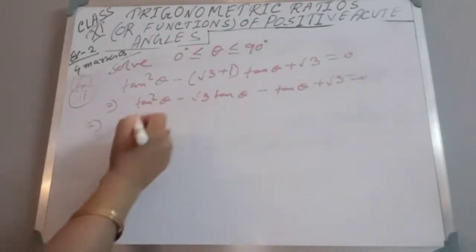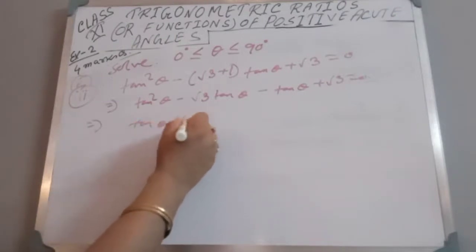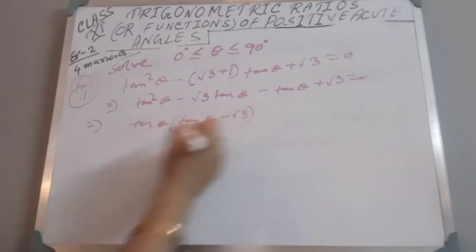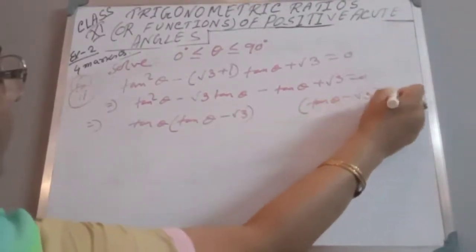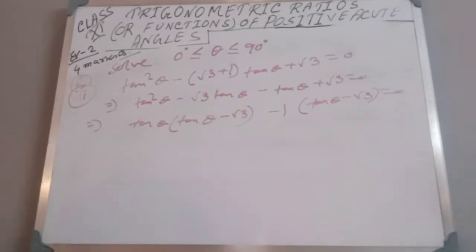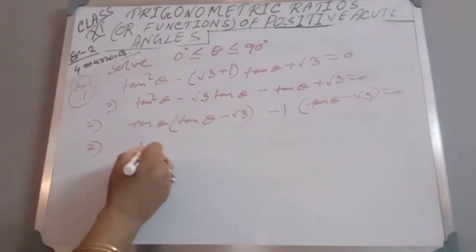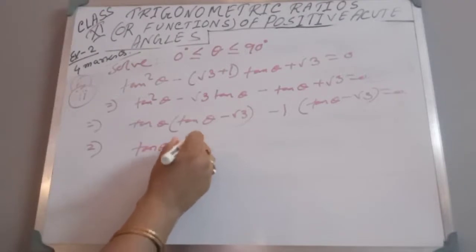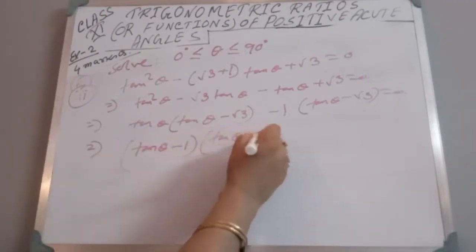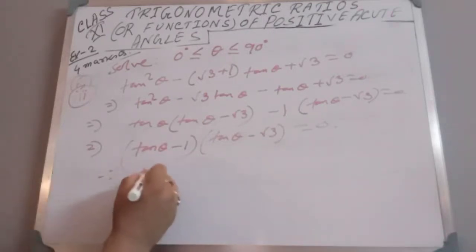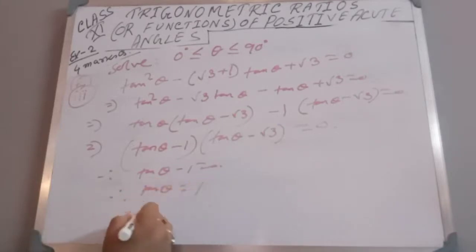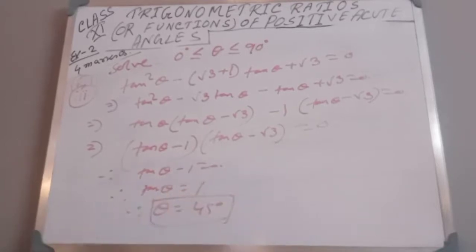Okay, now take common tan θ from here, then what you will get? tan θ minus root 3. Got it? Now here also we will write tan θ minus root 3 is equal to 0. This is coming minus tan θ minus minus plus root 3, so it is coming (tan θ minus 1) into (tan θ minus root 3) is equal to 0. Okay, so from here tan θ minus 1 equal to 0. From here we can write tan θ is equal to 1. So θ is equal to 45 degrees, as tan 45 degrees is equal to 1.